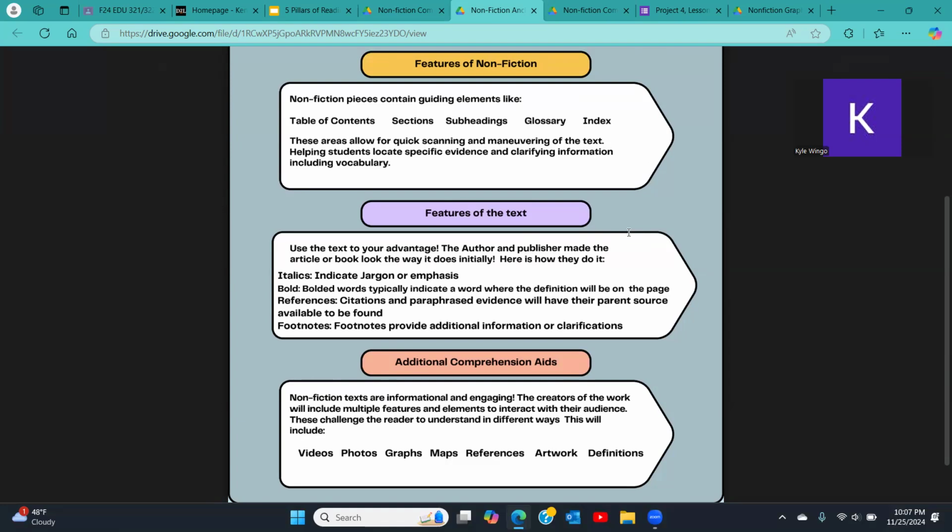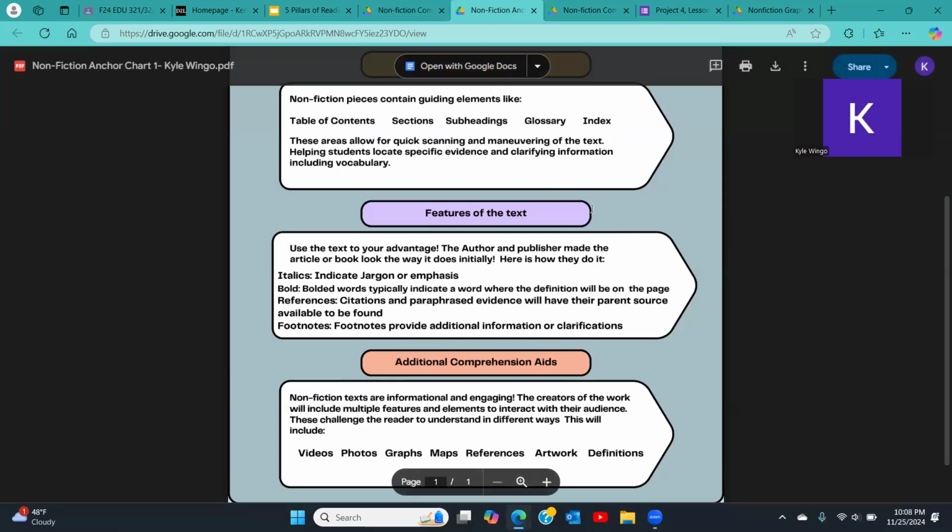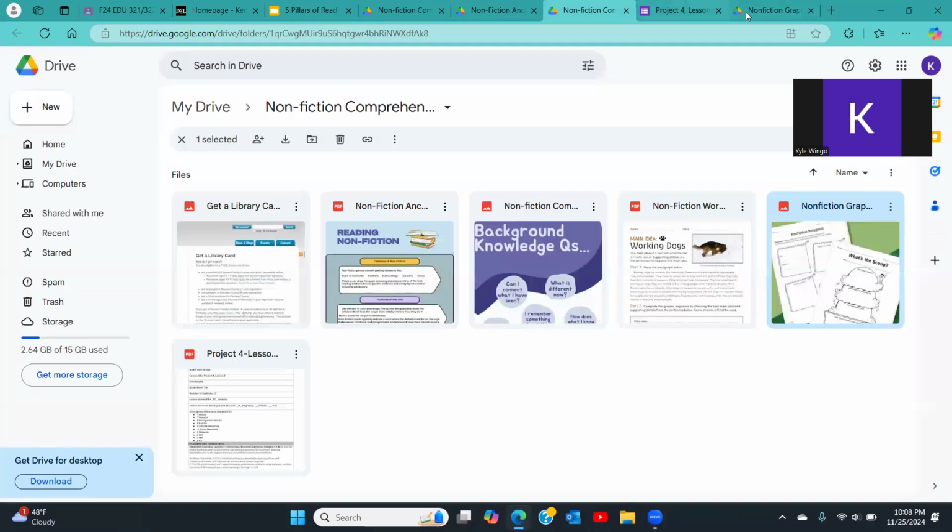And then finally is nonfiction texts are informational and engaging. And we just have to know that a lot of these nonfiction things we work with are going to be multimedia, or at least include things like videos, photos, graphs, maps. And I said that this helps readers stay engaged, and it requires the audience to understand things in different ways, engaging different types of understanding. So those are my two anchor charts. Now I'm going to move on to my lesson plan.